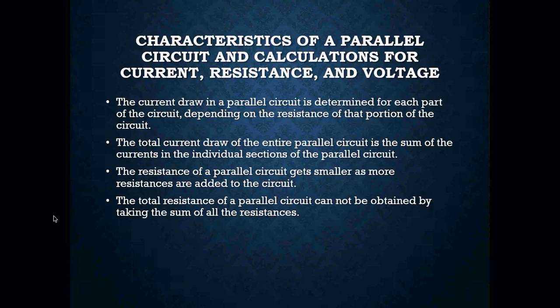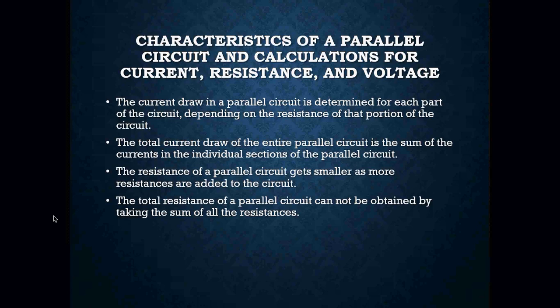Okay, the current draw in a parallel circuit is determined for each part of the circuit depending on the resistance of that portion of the circuit. So the total current draw of the entire parallel circuit is the sum of the current in the individual sections of your parallel circuit.